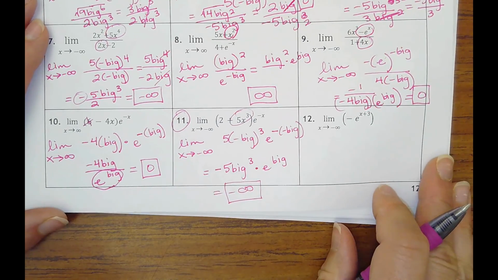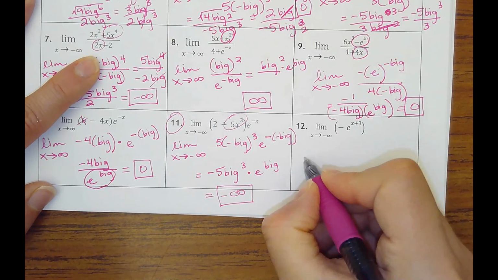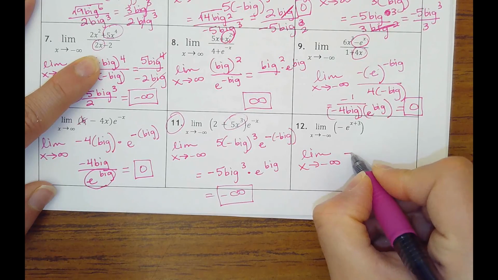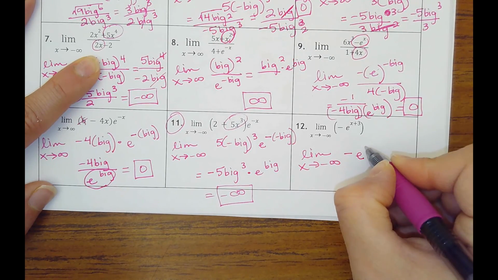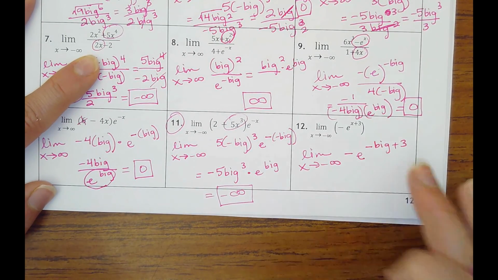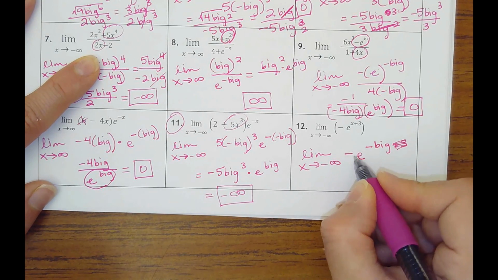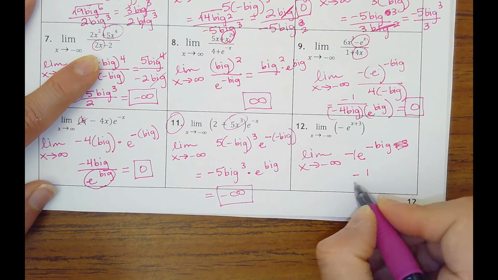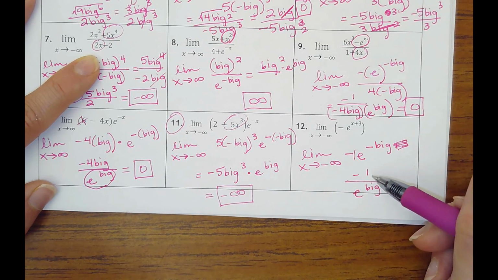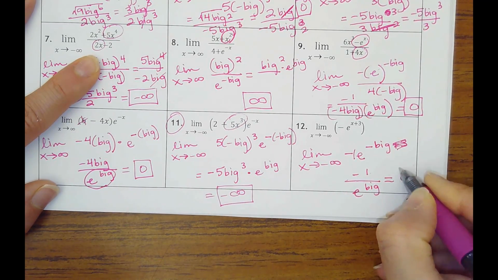All right, and last one. We've got negative e to the x plus 3 power. Would look like limit as x goes to negative infinity of a negative e to the negative big plus 3. If we have negative 1,000, is adding 3 to it really going to do anything? No. So we really have this. So there's a negative 1 in front. I'm going to keep that in the numerator. Then I'll sink down e to the positive big. So again, when we have a small number divided by something really, really big, that approaches 0.